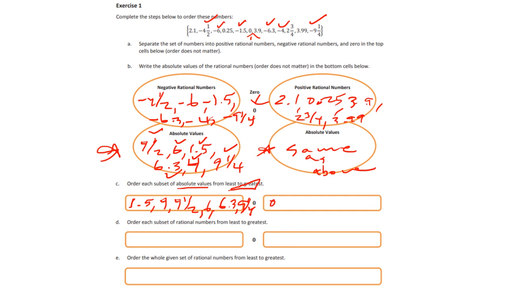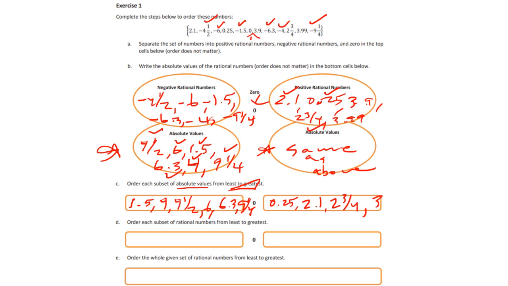The smallest one that I see is a 0.25. And then I see two 2s, a 2.1 and a 2 3/4, so 2.1 and 2 3/4. And then I see 2 of the 3s, so I have a 3.9 and a 3.99, right? 3.9 and 3.99. I'm just making sure I didn't miss one. 1, 2, 3, 4, 5. Okay, cool.